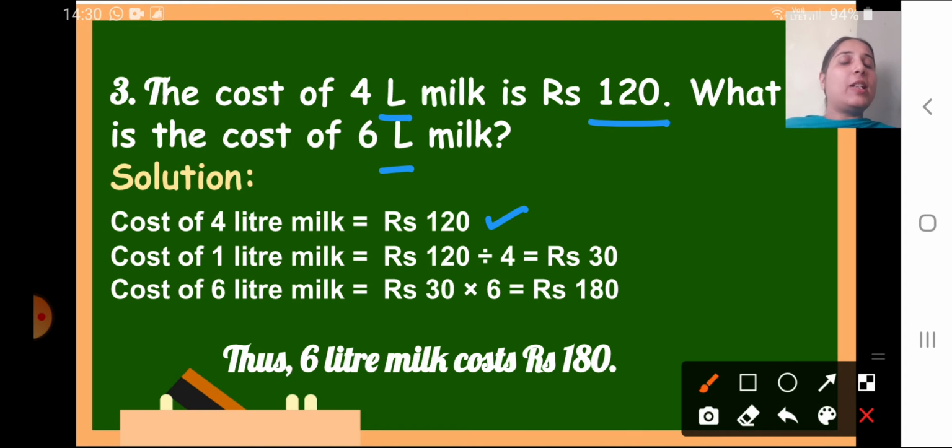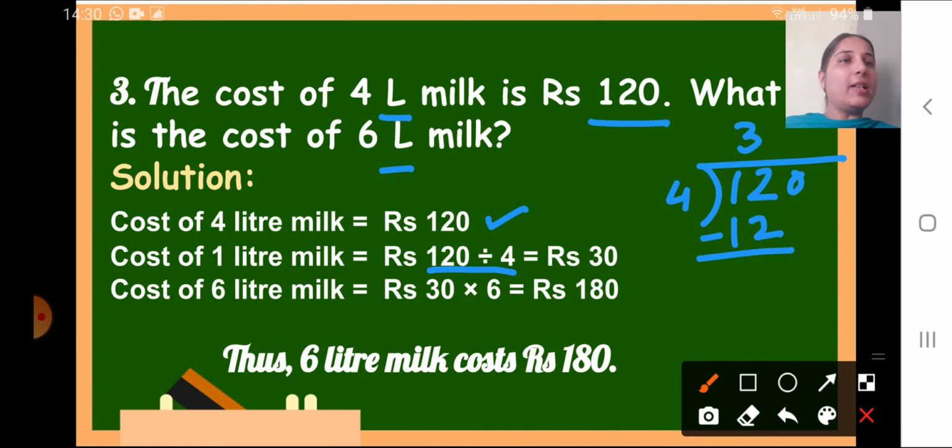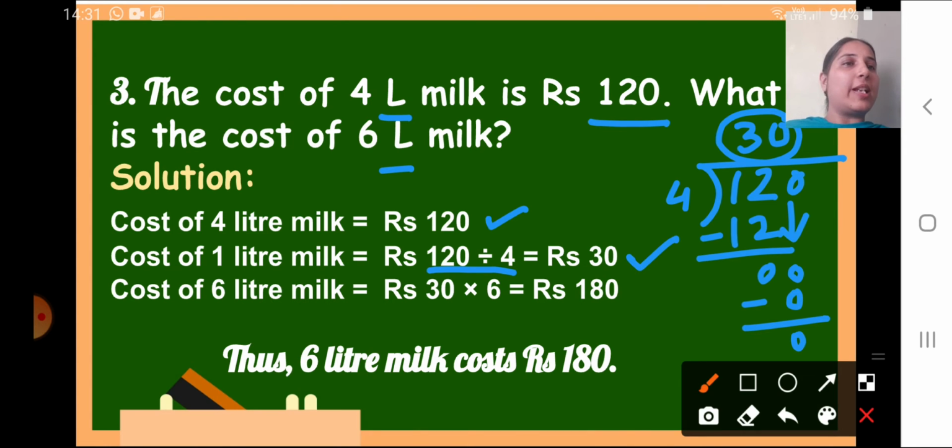Then we will find the cost of 1-liter milk. So for finding the value for 1, what will we do? We will divide. So when we divide this 120 by 4, what will we get? 4 3s are 12, and this 0 when we bring down, 4 0 times will give you 0 here. So what did we get here? Cost of 1-liter milk is rupees 30.